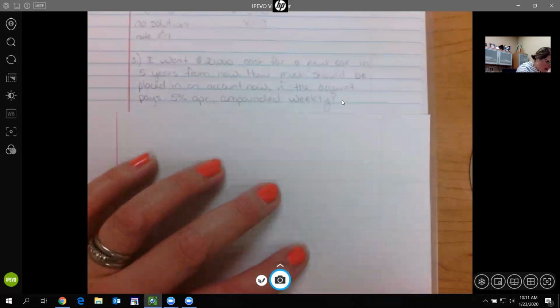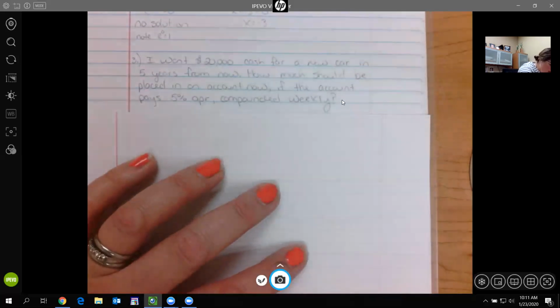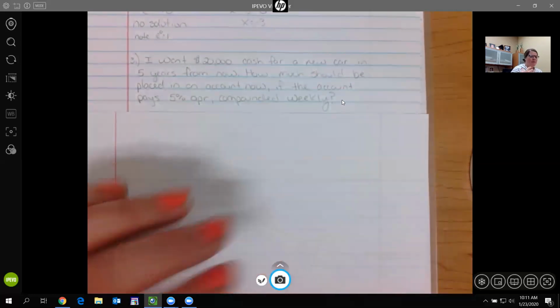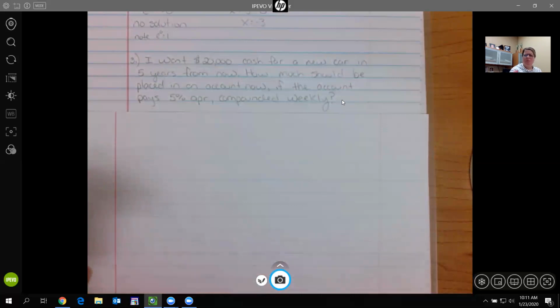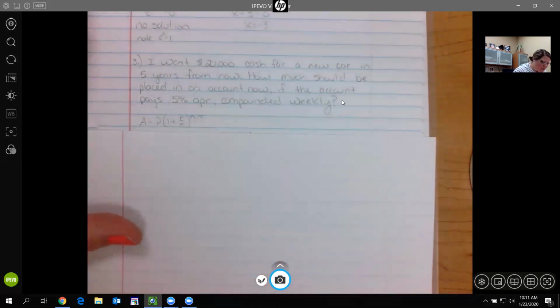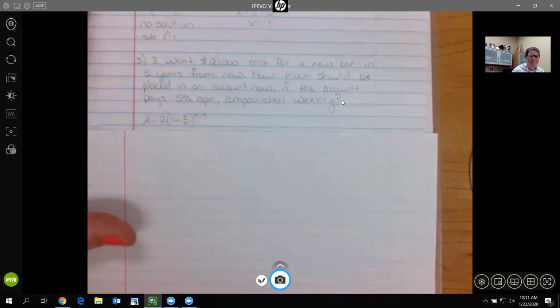Okay, so what does this ask? This says, I want 20,000 cash for a new car in 5 years from now. So how much should be placed in an account now if the account pays 5% APR compounded weekly. So this is compounded weekly. So remember, weekly tells me that in value, and that's going to give us, weekly is going to be 52 weeks. So let's remember what the formula looks like real quick.